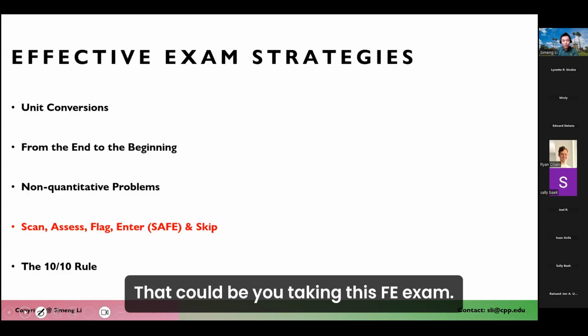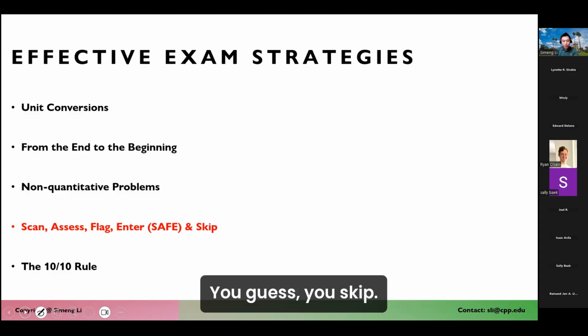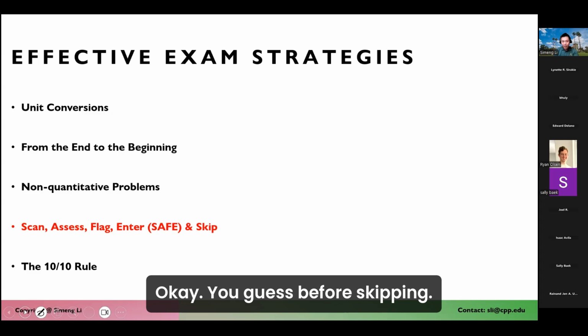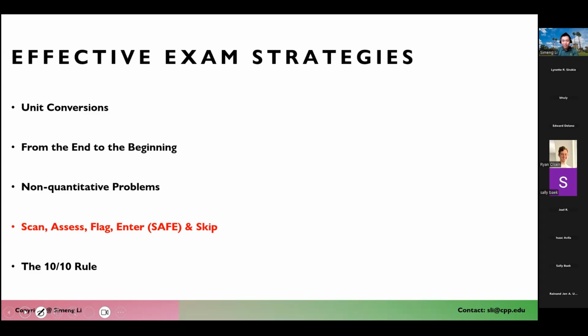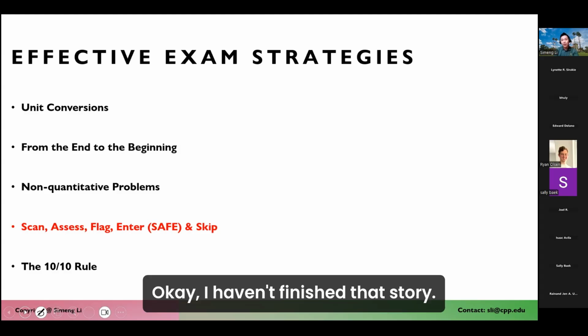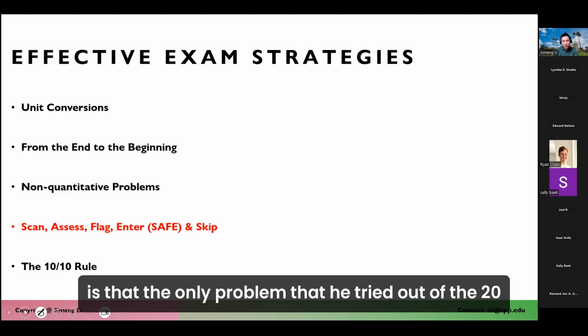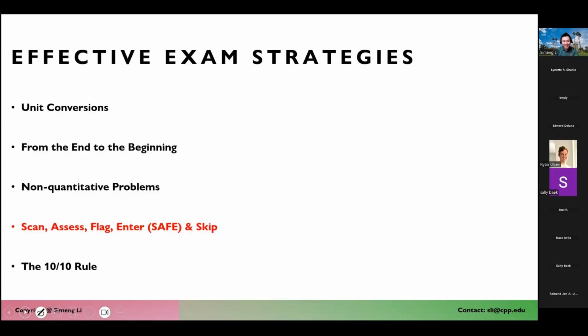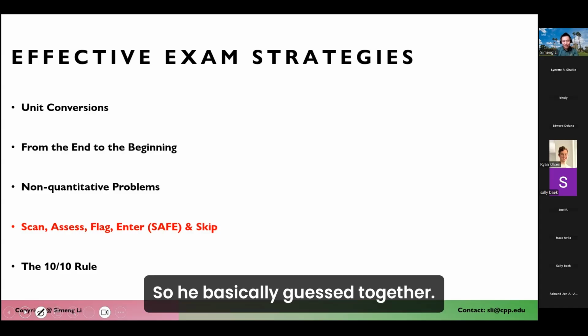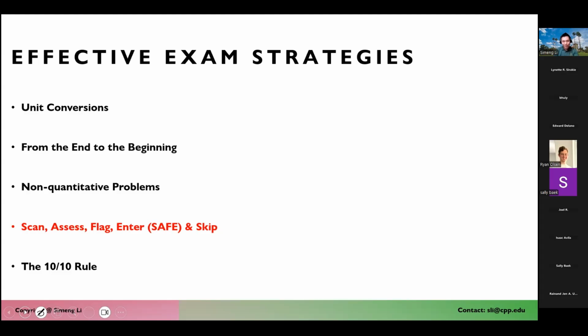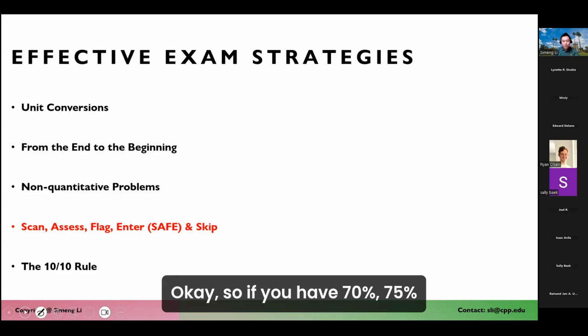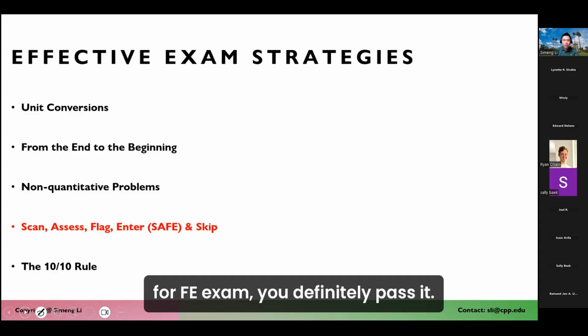That could be you taking this FE exam. You guess, you skip. Okay, you guess before skipping. Okay, I haven't finished that story. The worst part of that story, from the instructor's point of view, is that the only problem that he tried out of the 20 problems was wrong. So he basically guessed to get a passing score, better than passing score. Okay, so if you have 70%, 75% for the FE exam, you definitely passed it.